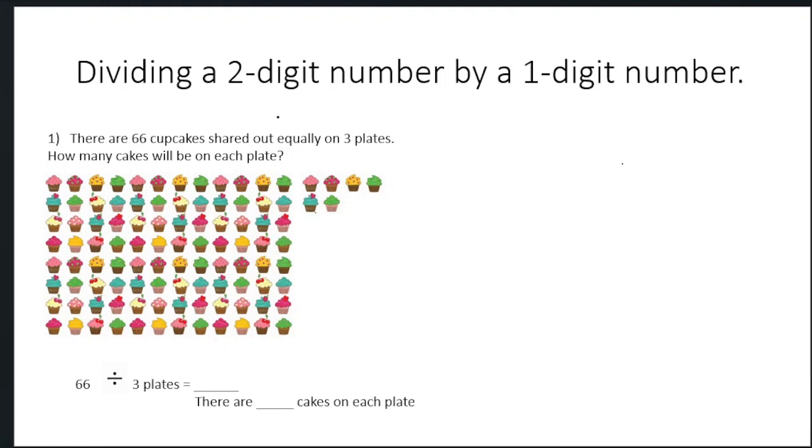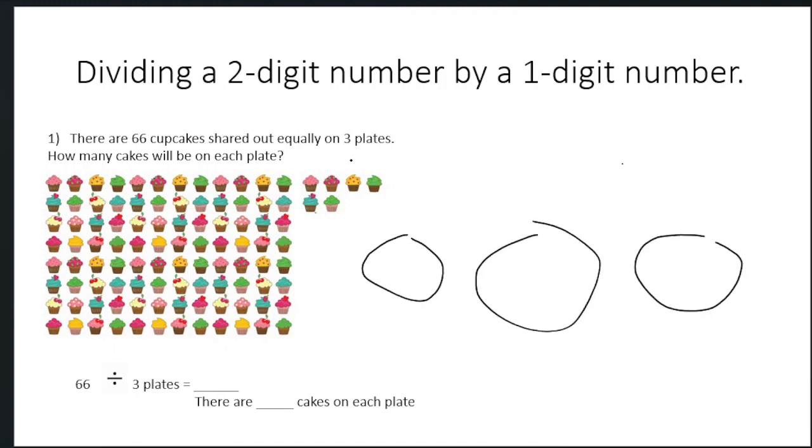So the first question is, we can see there's a lot of cupcakes on my screen. There are 66 cupcakes shared out equally onto 3 plates. How many cakes will be on each plate? Well, so we're going to have 3 little plates like this, right? And we need an even number of cakes.